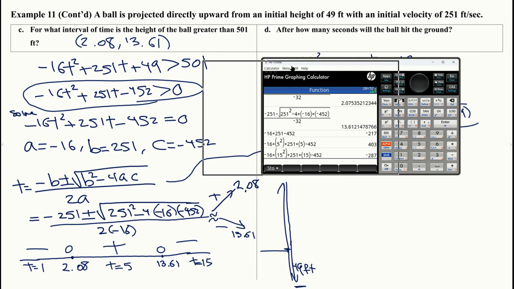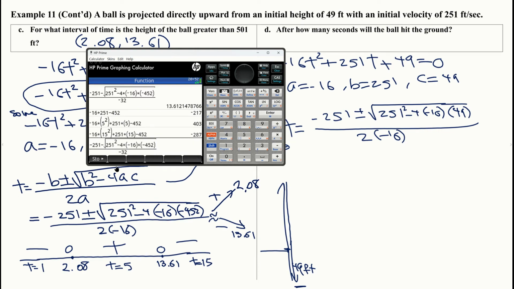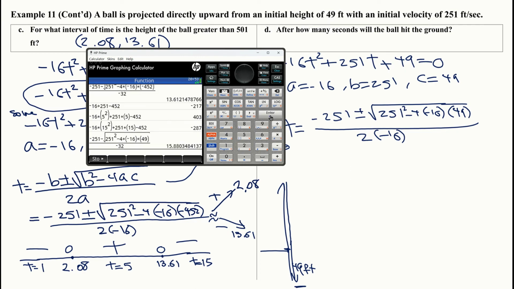All right. Now I notice I have something similar to that here already. I'm just going to copy that. I'm going to change whatever I need to change. So minus 4 times negative 16. I need to change that negative 452 to 49. That's it. Everything else is the same. So I get approximately 15.88 seconds.